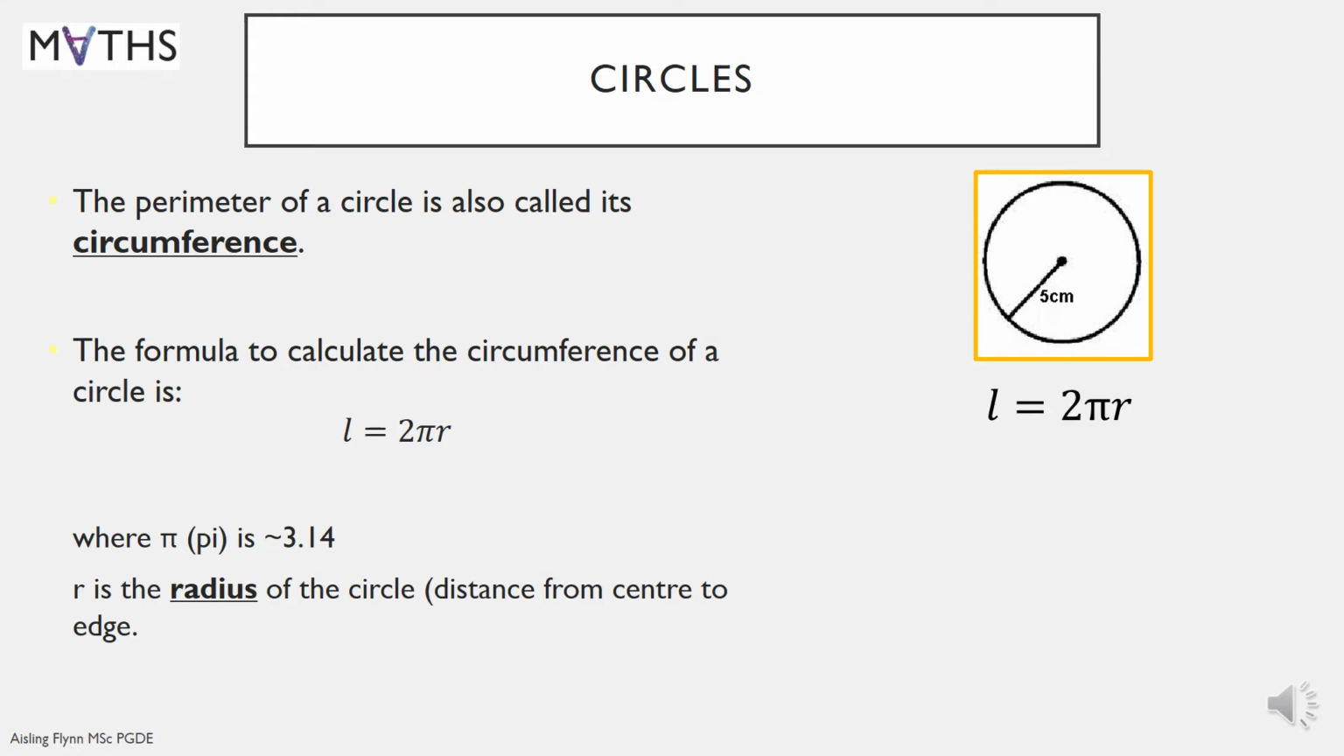So to calculate the circumference, I would always write down the formula first. Straight away you gain marks by choosing the correct formula. And now let's substitute the correct values. So we have 2 multiplied by pi, which is 3.14, multiplied by 5, which is our radius. And in this case, we get 31.4 centimeters.